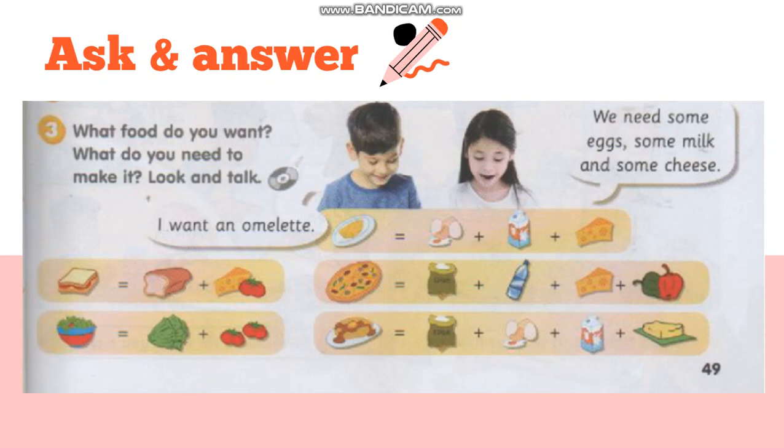3. What food do you want? What do you need to make it? Look and talk. I want an omelette. We need some eggs, some milk, and some cheese.